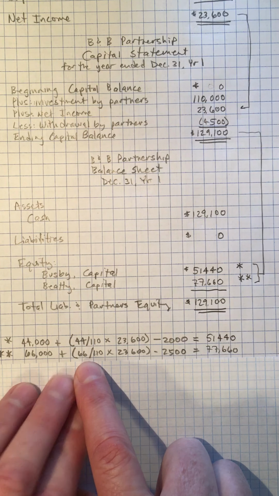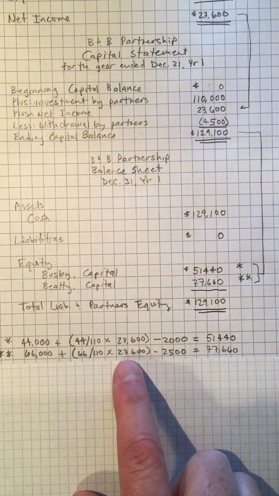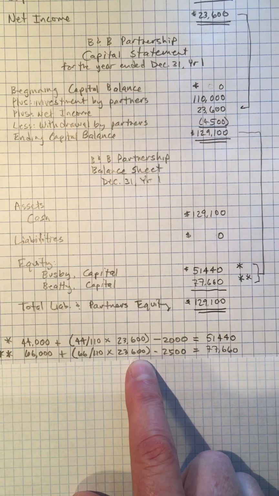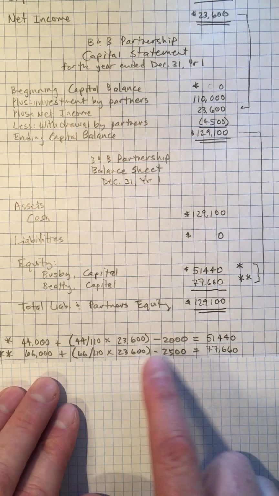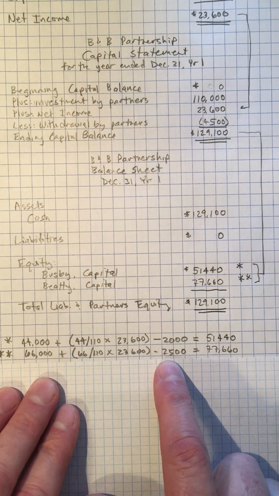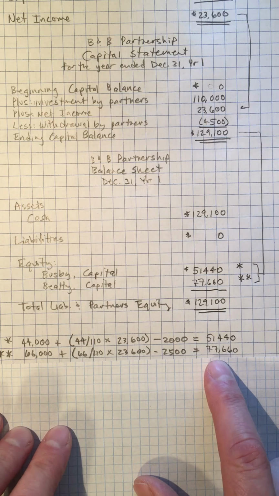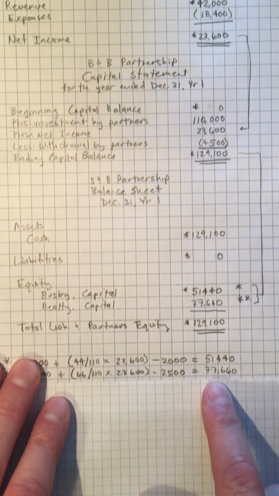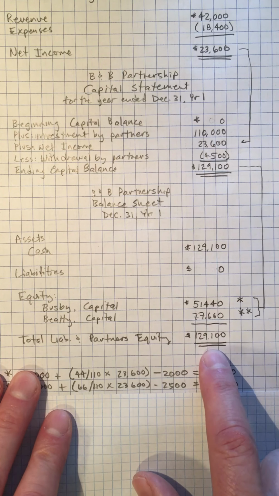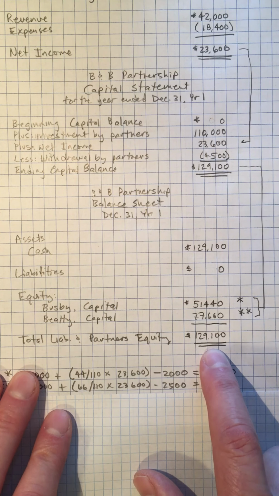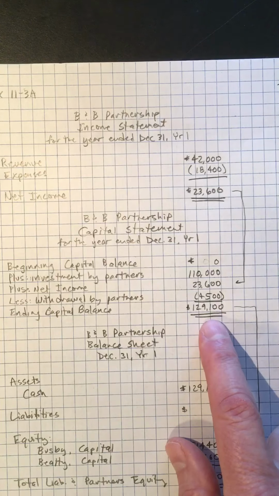And the other partner, Beatty, contributed $66,000. That partner is going to get $66,000 divided by 110 times $23,600, so that portion of net income, minus the $2,500 that partner withdrew, so they end up at $77,660. And then I can double check that I've done my math correctly by the fact that they add up to $129,100, which is what our total equity is.